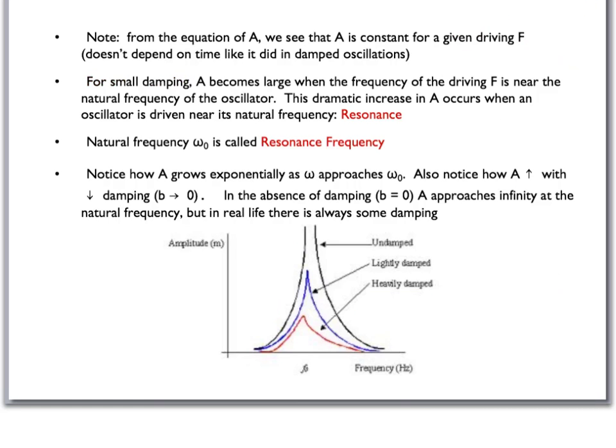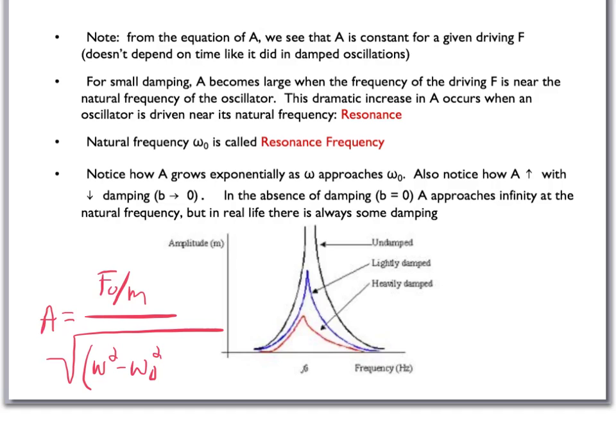Now, let's take a look at that amplitude equation one more time. Remember, we said it was F naught over m, all over the square root of (omega squared minus omega naught squared) quantity squared, plus (b omega over m) quantity squared. What I want you to notice is that in the equation for A, we see that A is actually constant for a given driving force, meaning that there is no t in this equation anywhere. It doesn't depend on time like it did in a damped oscillator.